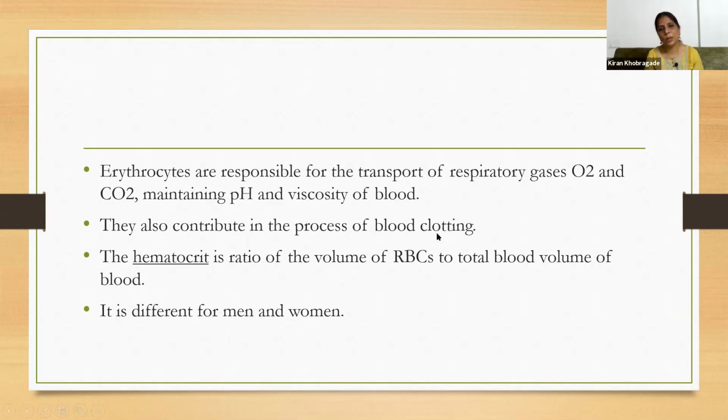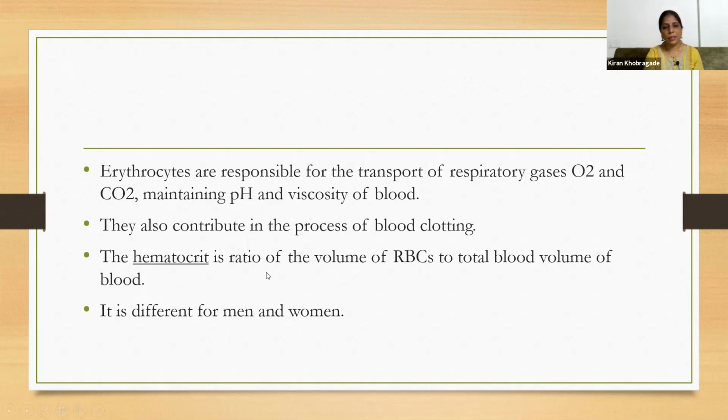Blood clotting means what? Suppose you get a cut or a wound, you can see that blood emerges out. You start bleeding. But after some time, what happens? You stop bleeding, blood does not come out. So why does blood not come out? Because blood clotting takes place. That means clumps of blood gather and that does not allow bleeding. So that is called blood clotting.